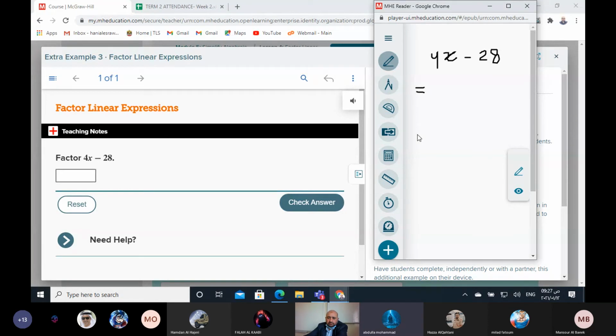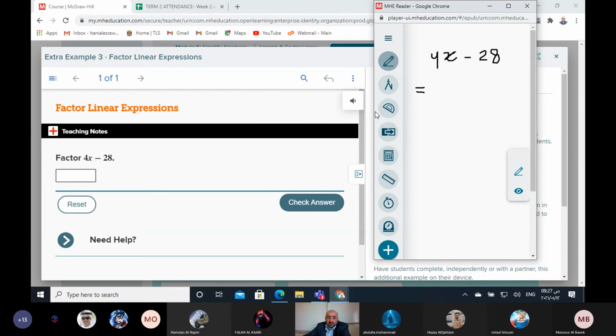It will be 4. Then open the parentheses, then you write x, then you put 7. Then 4 times x will be 4x, and 7 times 4 will be 28. Excellent, Abdullah.